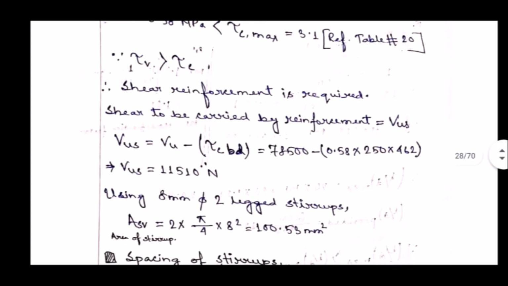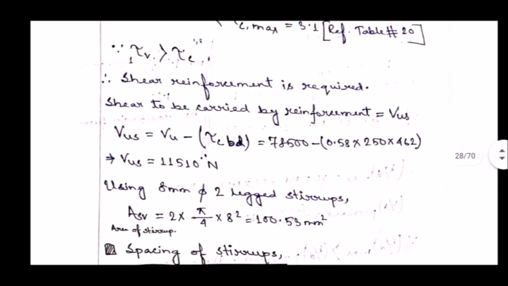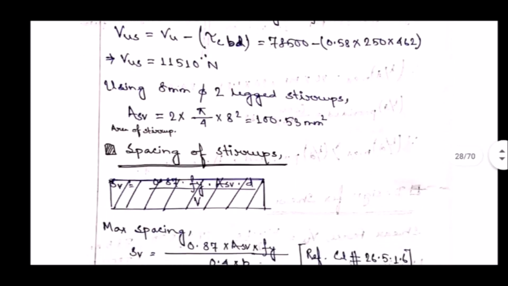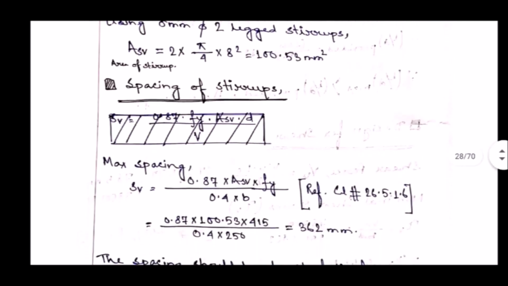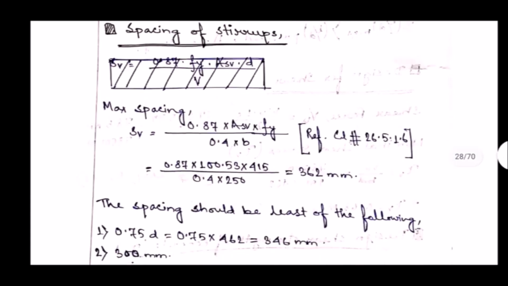So using 8 mm diameter 2-legged stirrups, ASV, that means the area of stirrup, is 2 into pi by 4 into 8 square, that is equal to 100.53 mm square. Now the spacing of stirrups. For the maximum spacing of stirrups, you may find the formula from clause number 26.5.1.6.